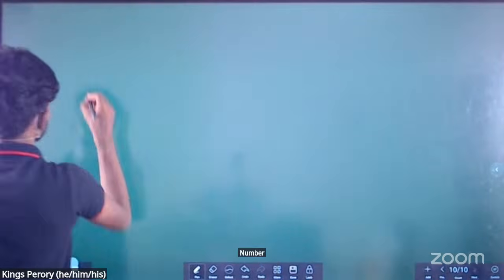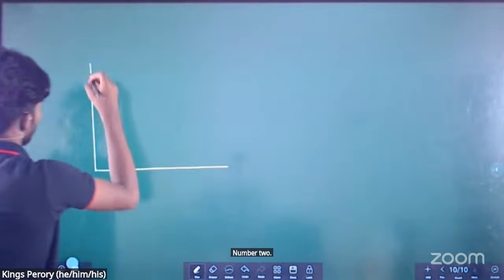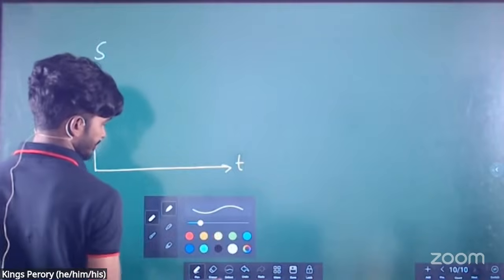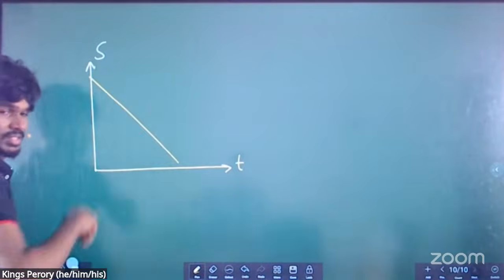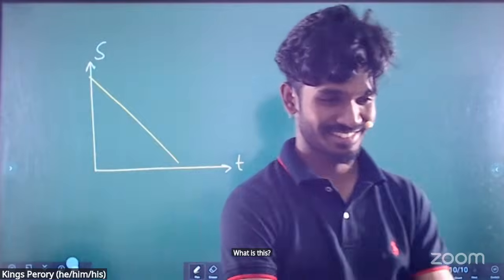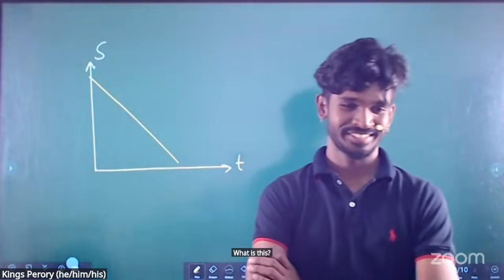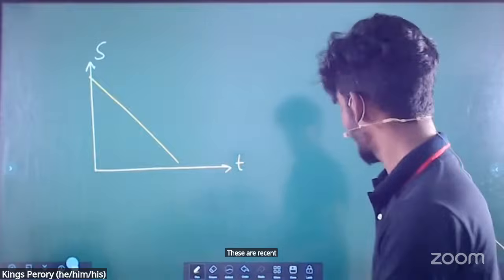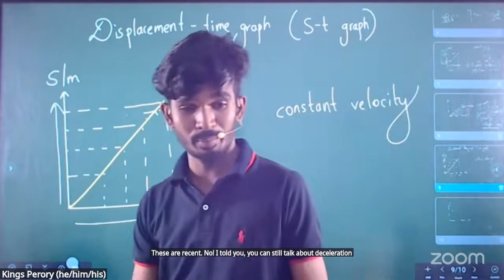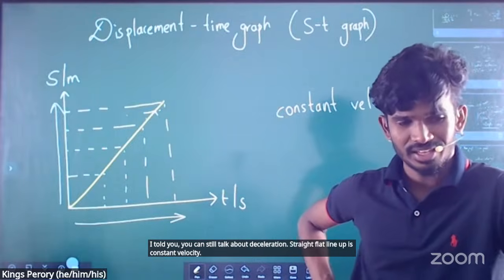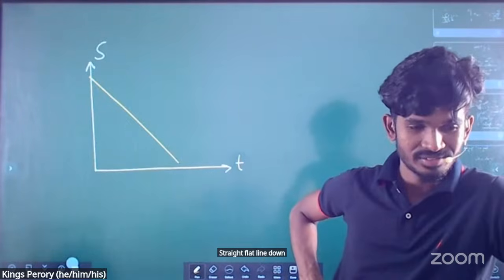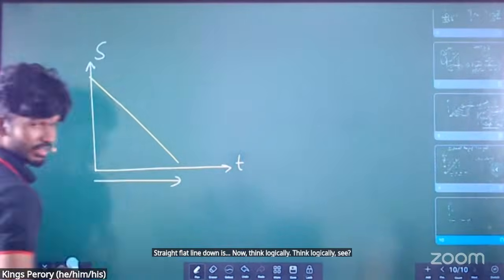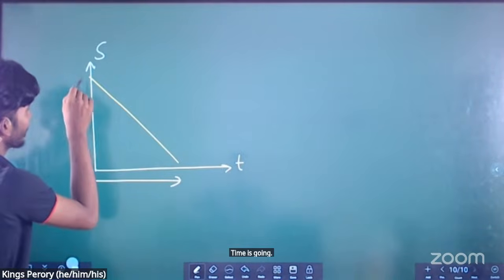Number two. What is this? Deceleration? No. I told you, you can still talk about deceleration. A straight flat line up is constant velocity. So a straight flat line down is what? Now think logically. Time is going. Is displacement increasing or decreasing?